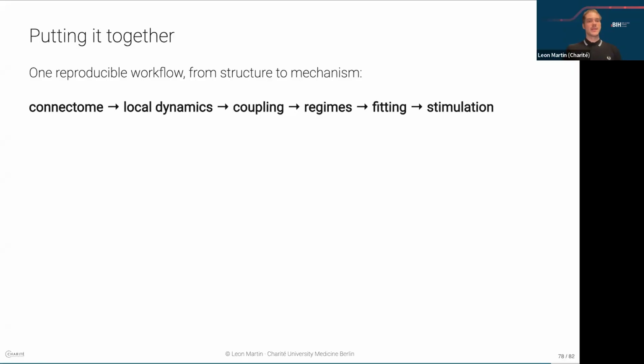Okay, so perfect. Putting it together, so we have one workflow, we have a connectome, local dynamics, we have coupling, we have different regimes of the network. We can fit our model to empirical data. This part I left out because you will hear about this later. So we have now the parameters we talked about, right? So these are different knobs of a system, and we can turn these knobs to see which setting of the different parameters are most closely resembling actual empirical data.